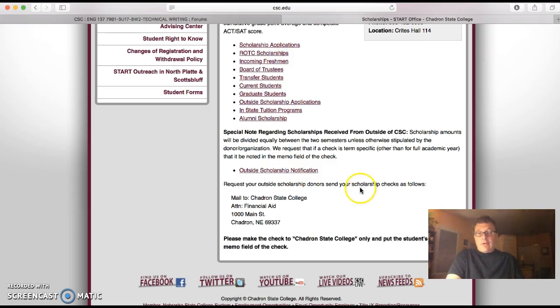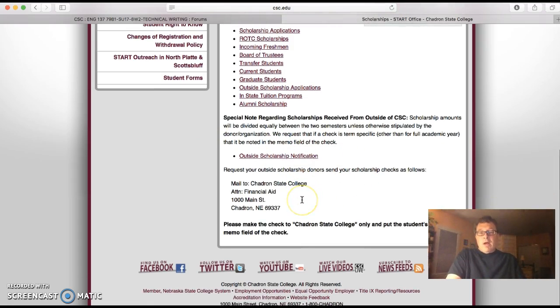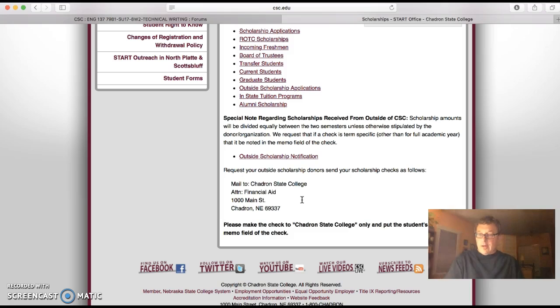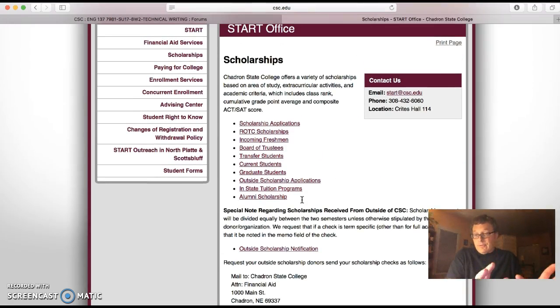And then there's an outside scholarship notification form, and they are telling you what to put on a memo on a check. None of this really relates to someone who comes to the website. Think of the first-year student or their parents coming to the website. I need to apply for a scholarship. What do I need to do? That's the first sort of readership that is kind of the most tricky.